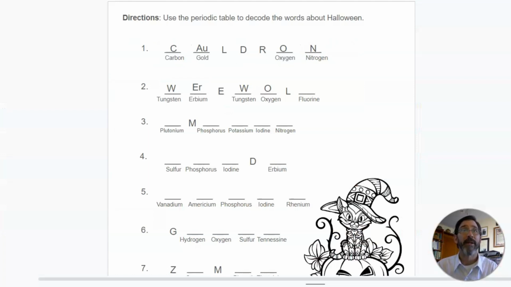Place a capital letter F above fluorine, and you just finished the second word on the back of your sheet. That would be werewolf.